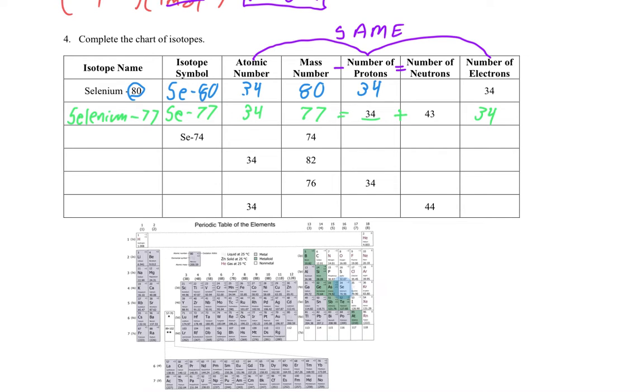On to the next one, we have selenium 74. So selenium, mass of 74. Our mass number is 74. Because we have selenium, there are 34 protons and a 34 for the atomic number, which means there's 34 electrons. 74 minus 34 is 40. That ends up being the number of neutrons.